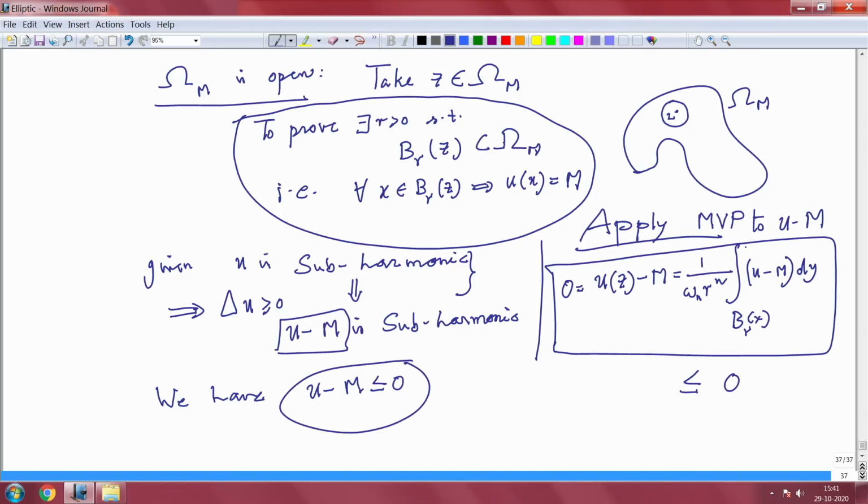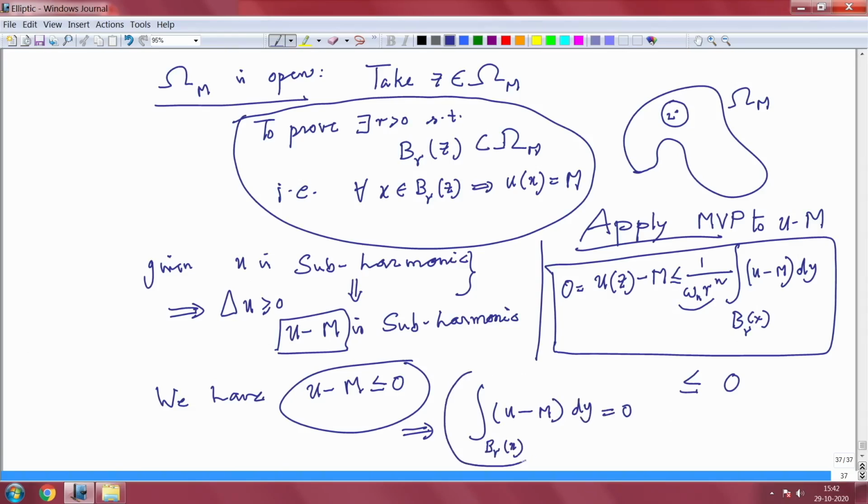So that means the integral of this is a positive quantity, so this is greater than or equal to 0. Yeah, sorry, here we have to write an inequality, because it is only subharmonic. So 0 is less than or equal to this, because it is not a harmonic function, it is a subharmonic function. Otherwise it is fine. So you have this equal to 0. So that implies the integral of u minus m dy over the ball of radius r equals 0.